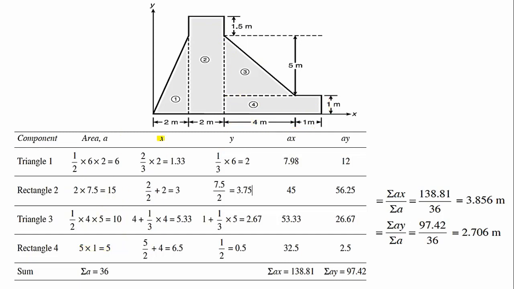Next is, we'll calculate the x value and y value. So again we'll start with this triangle. Always with respect to the reference axis, we will try to calculate the centroid of the figures. Now x with respect to y, this distance is required. From the pointed end it is 2/3, from the base it is 1/3. So 2/3 of the width, that is 2 meters. 2/3 of 2 is 1.33.